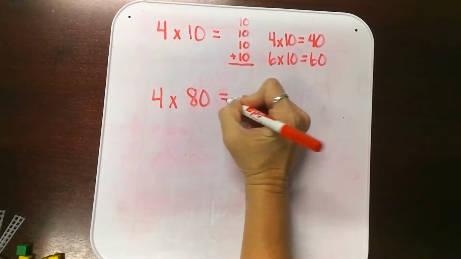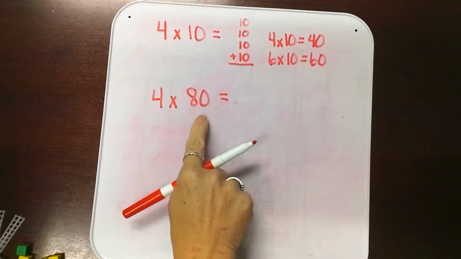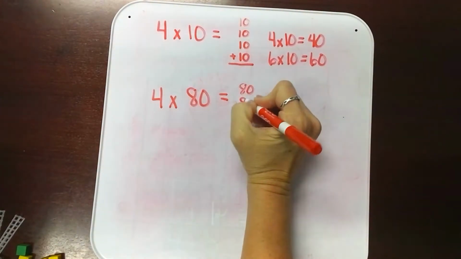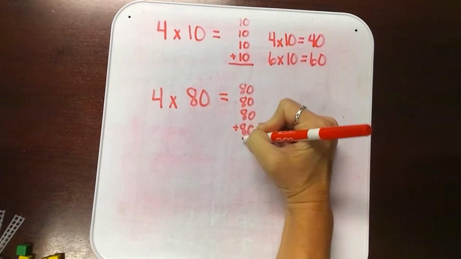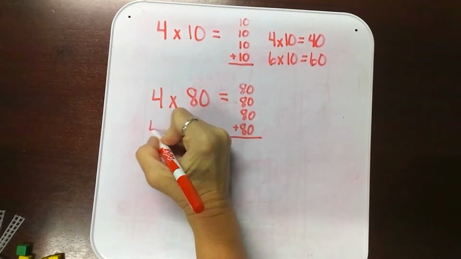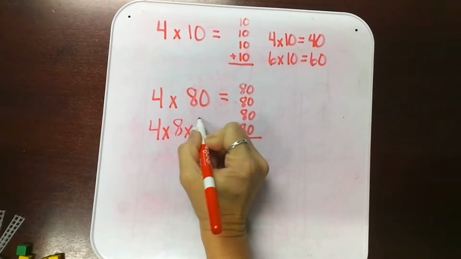And we can talk about, well, I wonder if it holds true with multiples of 10. So what does this mean? It means 80 plus 80 plus 80 plus 80. But I don't want to do all that. I don't have to add all that together. Okay, so what if I go back to a 10? What if I do this?